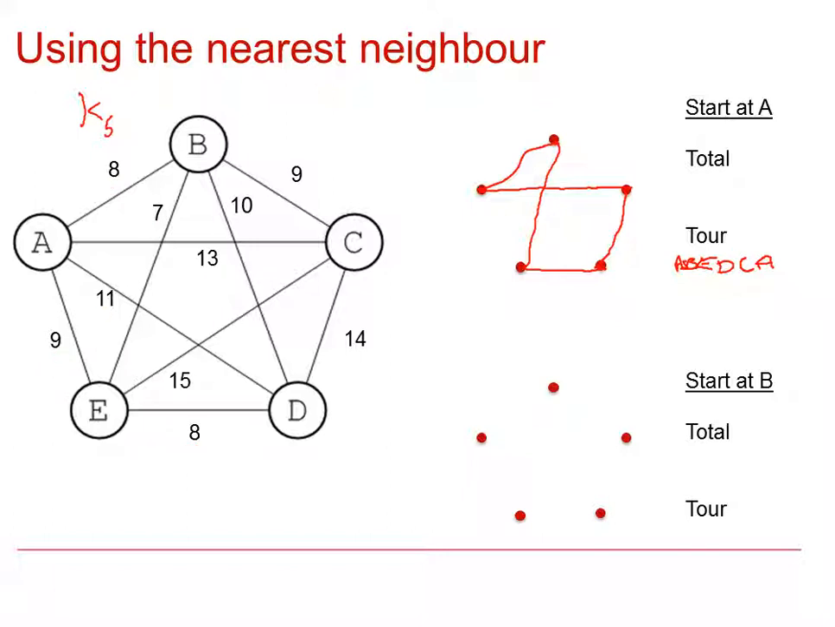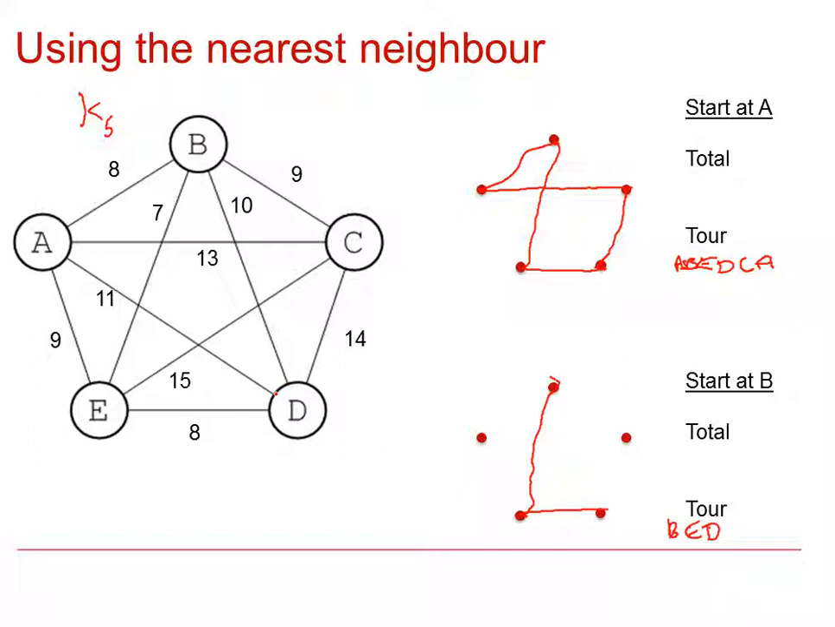So next we're going to use a nearest neighbour algorithm starting at B to see if we get a different result. So if we start at B, we can see that our nearest neighbour is E. So we go from B to E. So our tour is B to E. Then at E, our nearest neighbour that hasn't already been included is D. So B, E, D. We go across to D.